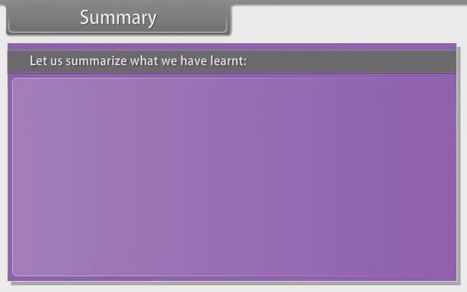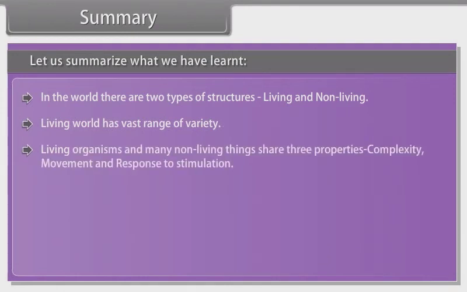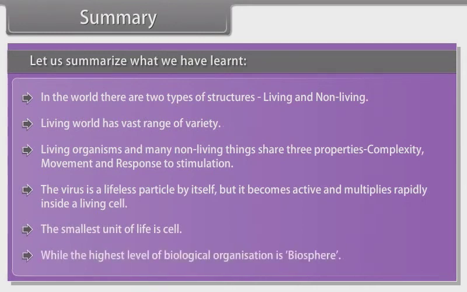Summary. Let us summarize what we have learned. In the world, there are two types of structures, living and non-living. Living world has a vast range of variety. Living organisms and many non-living things share three properties: complexity, movement, and response to stimulation. The virus is a lifeless particle by itself, but it becomes active and multiplies rapidly inside a living cell. The smallest unit of life is the cell, while the highest level of biological organization is the biosphere.